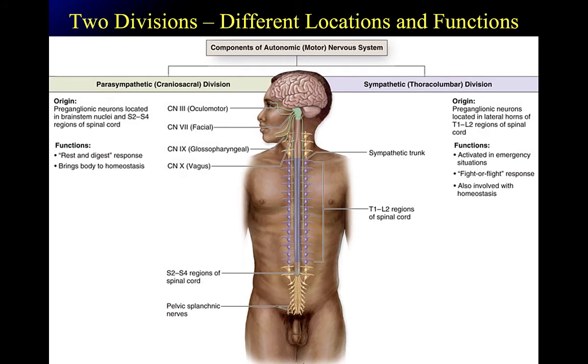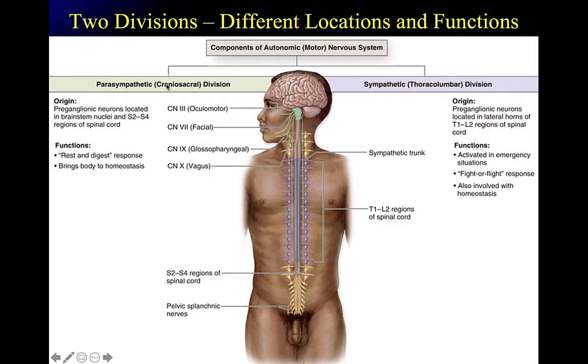So let's take a look at these different divisions, and this will help us understand a lot about them. You can see on this diagram that we not only list them as parasympathetic and sympathetic, but we start to give them other names. We have craniosacral as an anatomical name for the parasympathetic division, and thoracolumbar as an anatomical name for the sympathetic division. This relates to where the actual nerve transmission comes from.